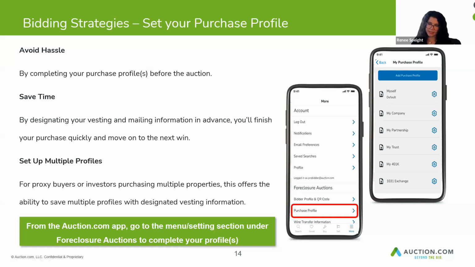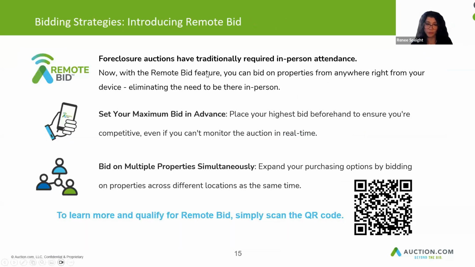It'll say vesting details, legal name for deed. Once your purchase profile is set up, you're ready to bid with confidence and finalize your ownership quickly after the auction. What's really great about setting up your purchase profile is that it unlocks special features, such as the ability to see remote bid, for example, on desktop if you are approved for remote bidding.